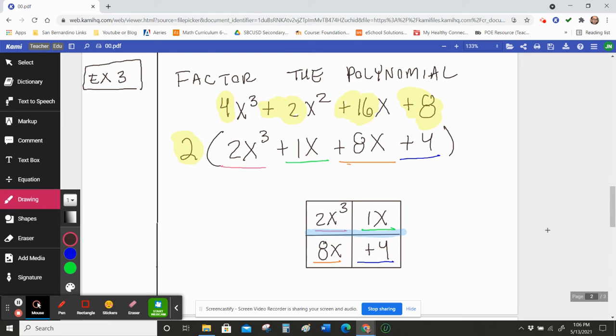What can come out of those two terms? The only thing that I can take out of those two terms is just an x. Nothing else divides into the 2 and the 1 besides a 1, so we can just take out an x from both of those. So that's great. We can move on to the next row.